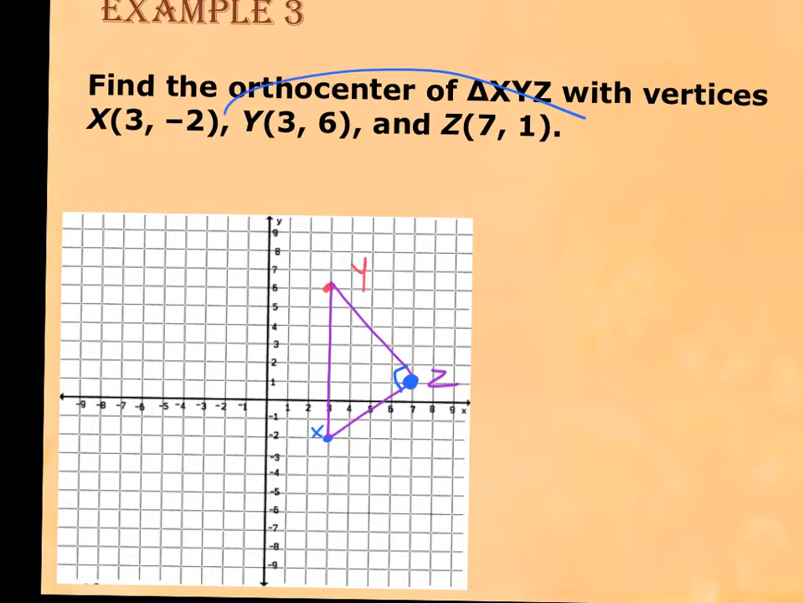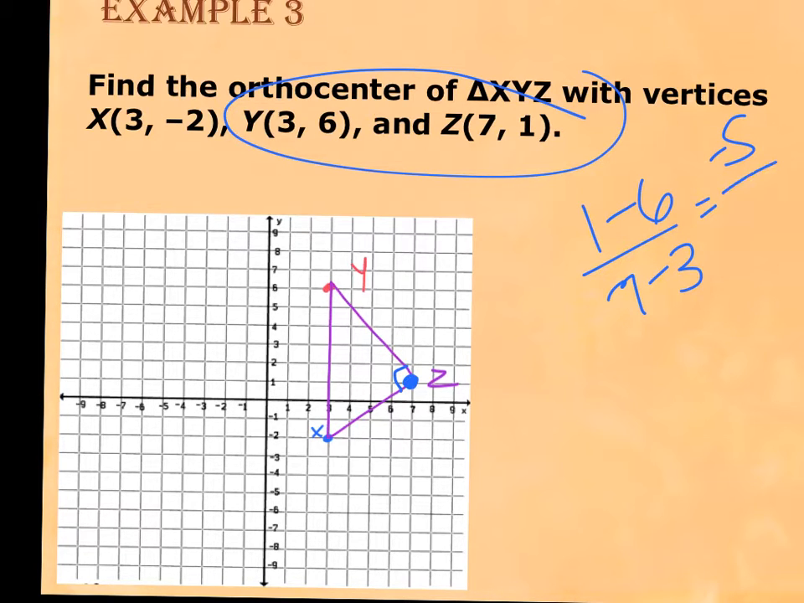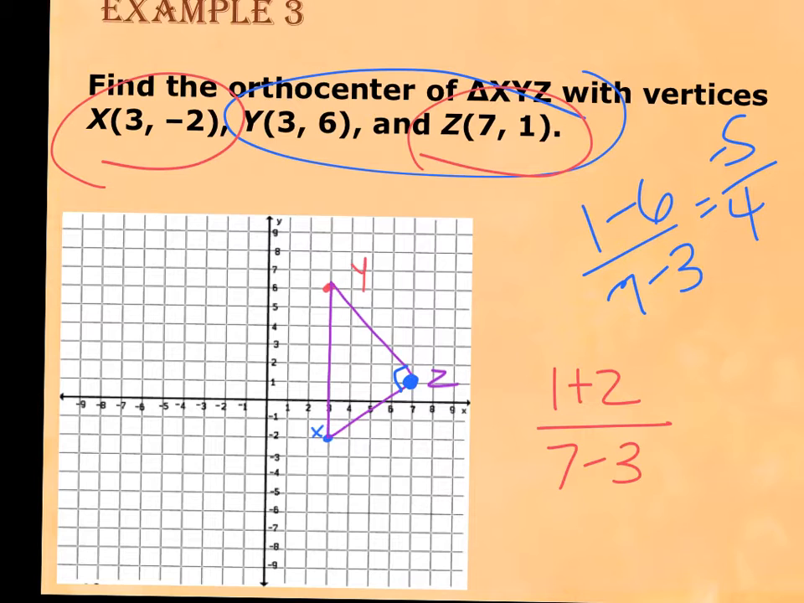So the slope of YZ would be 1 minus 6 over 7 minus 3, which is -5/4. And the slope of XZ would be 1 minus a -2, which becomes 3 over 7 minus 3. Wait a minute, what did I just do wrong? 3/4. Did I do the first one right? This is YZ. 1 minus 6 and 7 minus, oh, so they're not. This is not a right triangle.